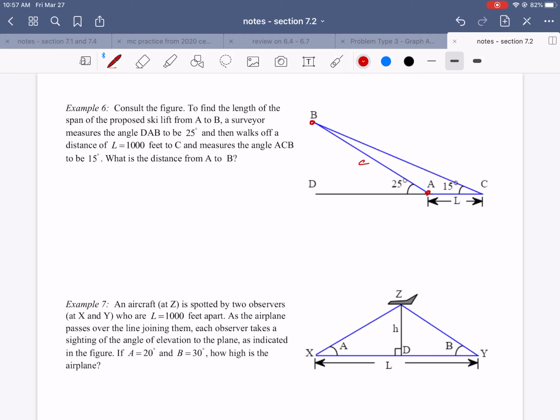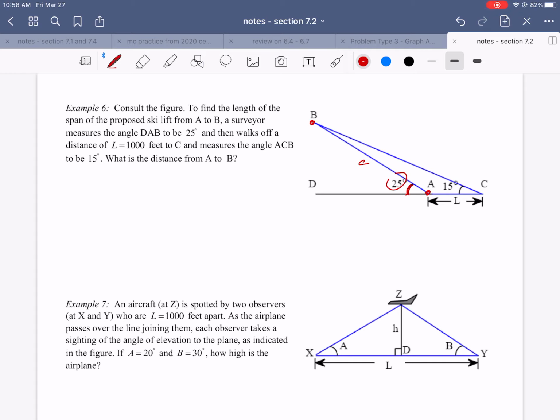Here's what it tells us. A survey measures the angle DAB. So DAB is here. They measure it to be 25 degrees, which they clearly show us is right there. And then walks off a distance of 1,000 feet to C, which measures angle ACB to be 15 degrees. What is the distance from A to B?